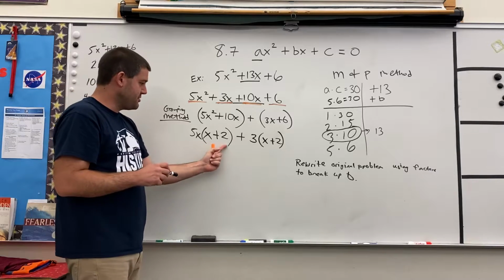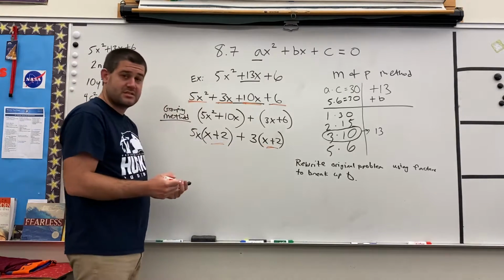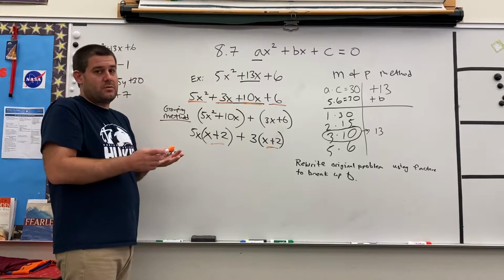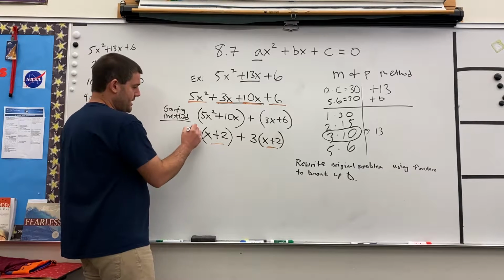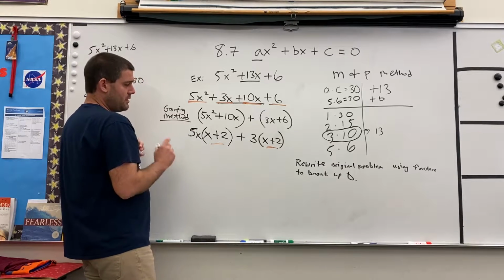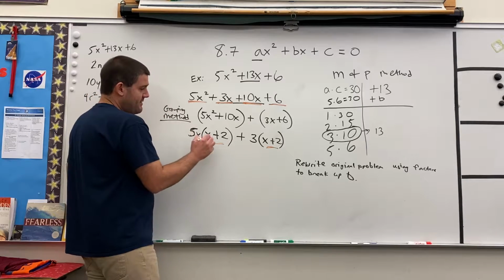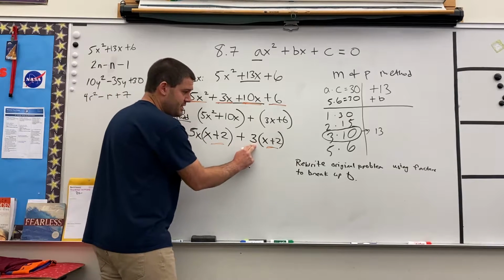Now, how many x plus 2s? If you notice, this guy right here and this guy right here are the same thing, which is what we want. Otherwise, the grouping method isn't going to work. So you got to get the same thing right there, and it'll work out that way, unless you did something wrong.